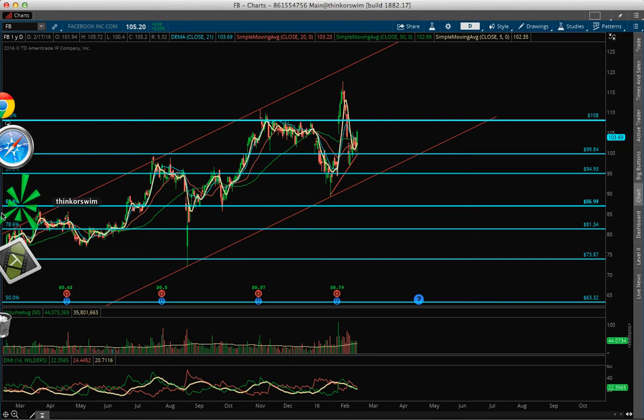What is the stop loss? 100. If we close below 100, we have to get out.